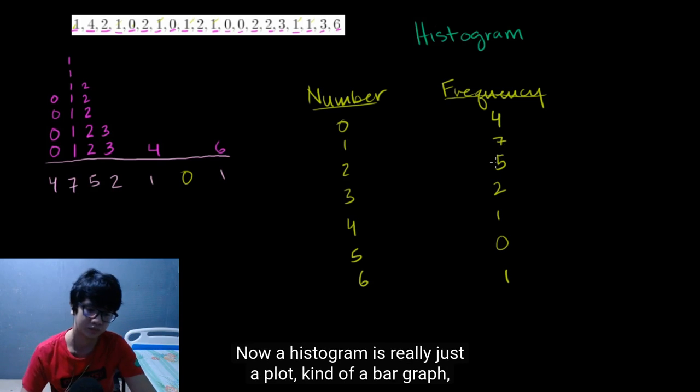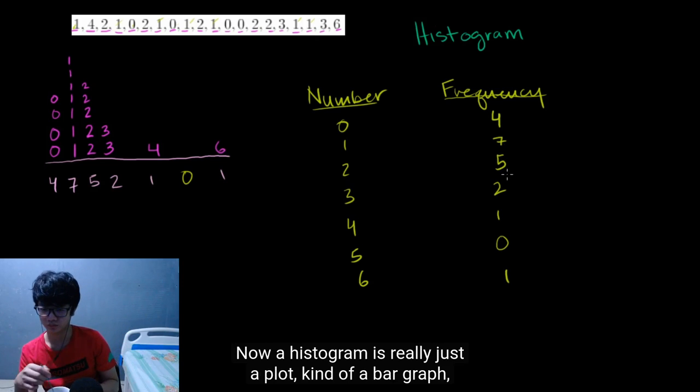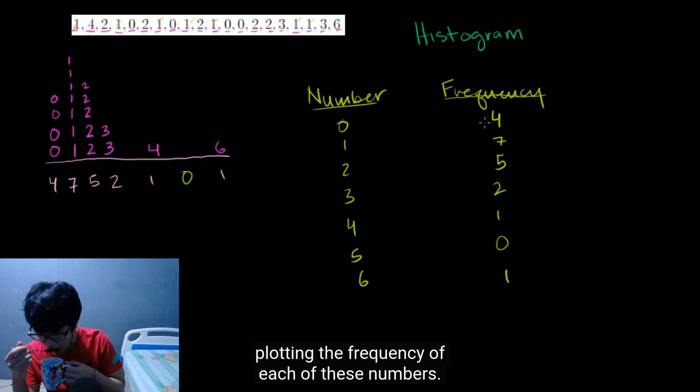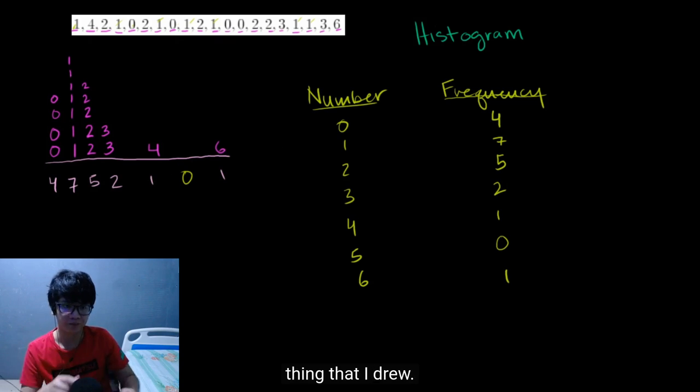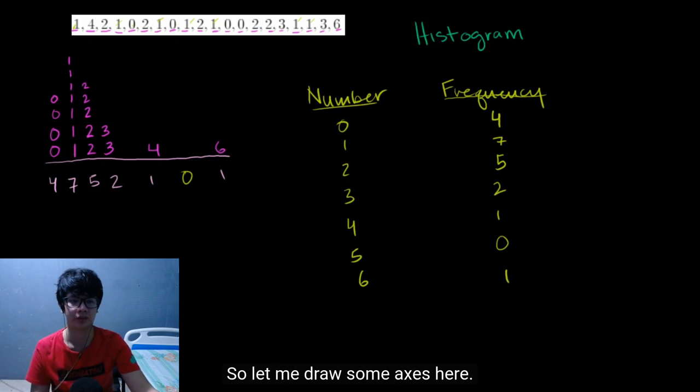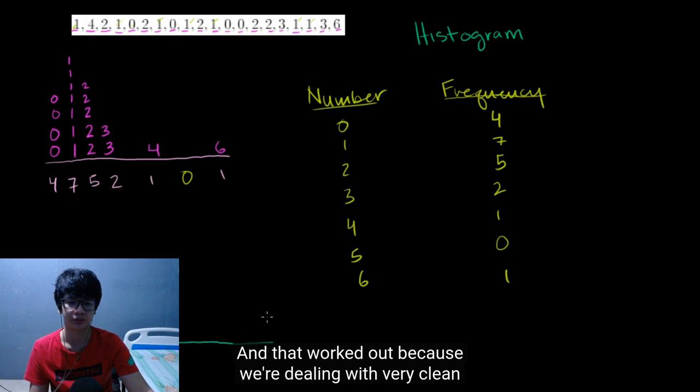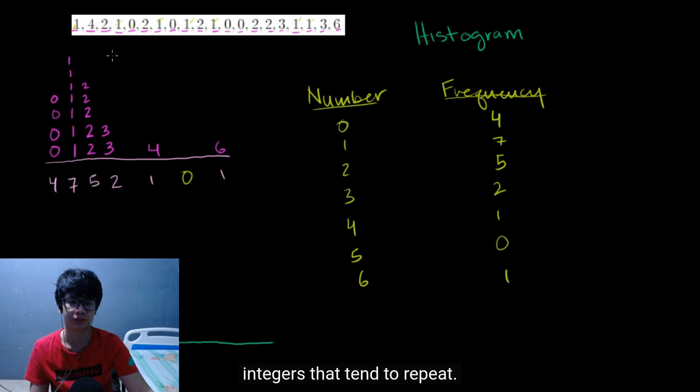Now, a histogram is really just a plot, a kind of bar graph, plotting the frequency of each of these numbers. It's going to look a lot like this original thing that I drew. So let me draw some axes here. The different buckets here are the numbers. And that worked out because we're dealing with very clean integers that tend to repeat.